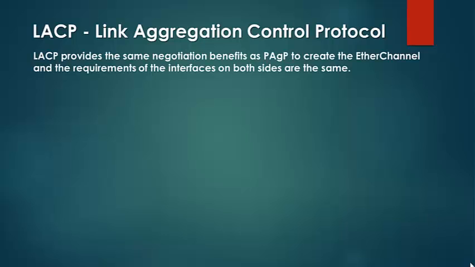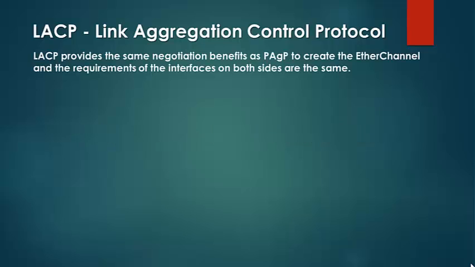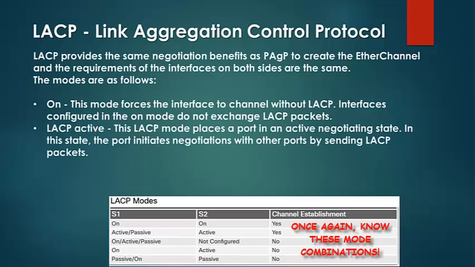LACP, Link Aggregation Control Protocol. It provides the same negotiation benefits as PAgP to create the EtherChannel, and the requirements of the interfaces on both sides are still the same. Modes are as follows: on. This mode forces the interface to channel without LACP. Interfaces configured in the on mode do not exchange LACP packets.